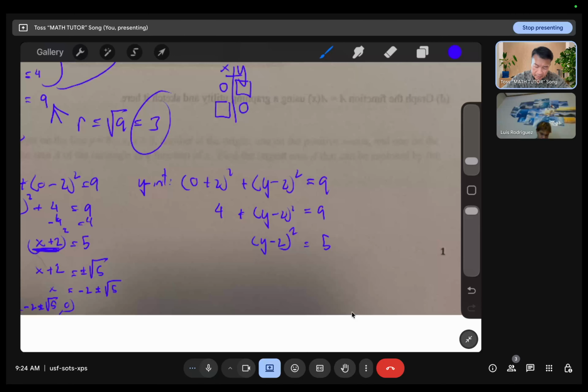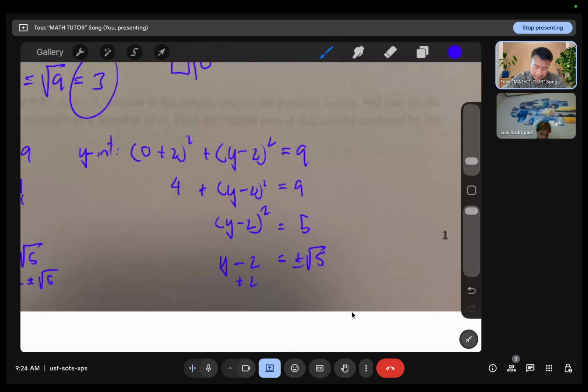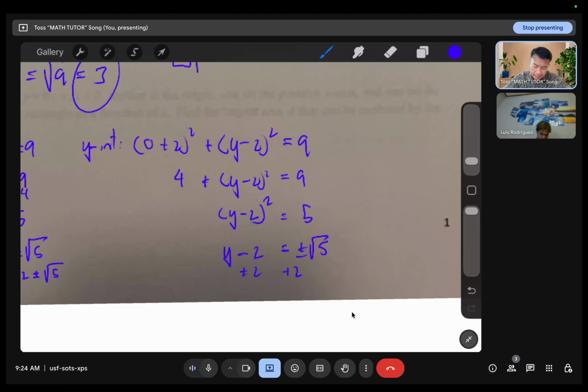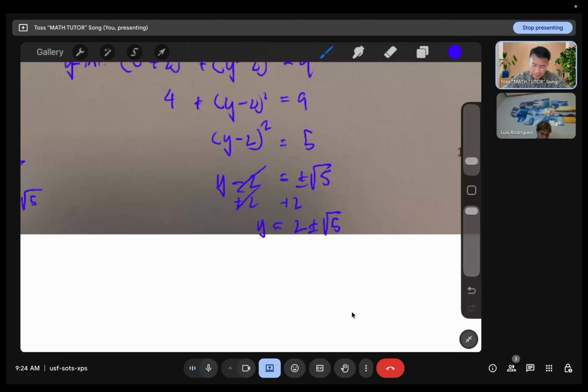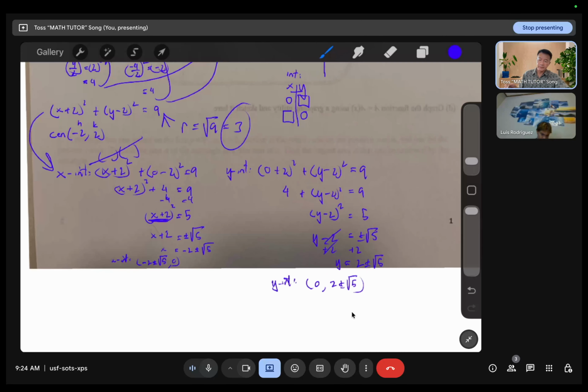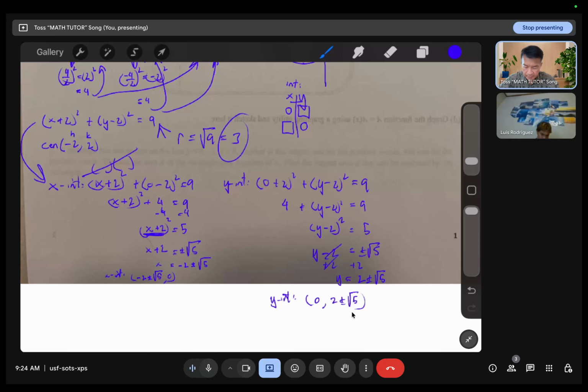So anyway, plus or minus root 5 on the other side. And you have y minus 2, so add 2 to both sides. I recommend you put it in front of the plus or minus symbol. It's standard. So your y is going to be 2 plus or minus root 5. And in coordinate form, you can write 0, comma, 2 plus or minus root 5. Yeah, so there are your four x and y intercepts.